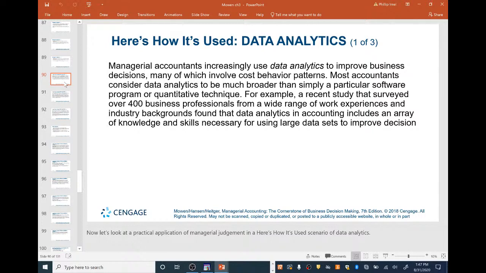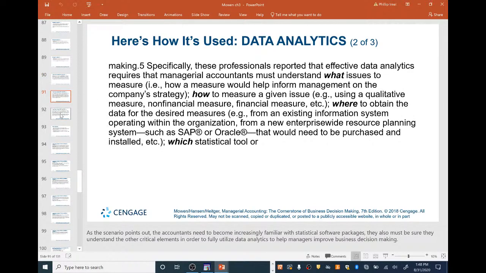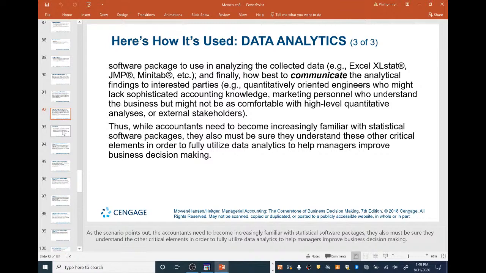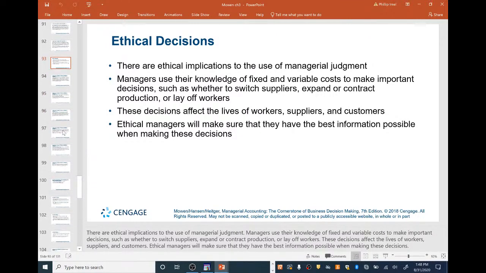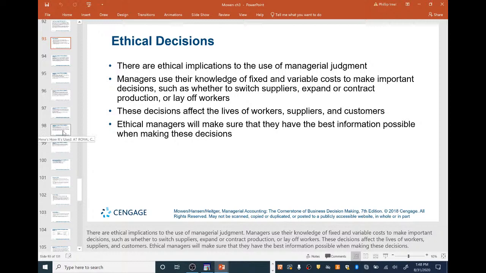Here's how it's used, in this case for data analytics. So go ahead, and once again, I'm not going to get through this because we have a lot of stuff to cover in this chapter. Hit pause, read through these on your PowerPoints that were posted in Moodle. There's 3 slides here. I'll flip through them real quickly so you can get a little idea of what you're looking at.